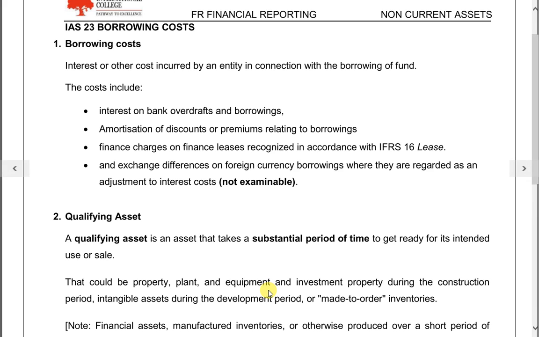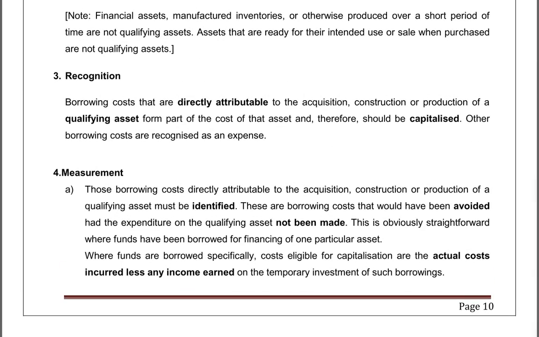Borrowing costs include the interest on the bank overdraft. It can be amortization of premium on borrowing. Amortization you will learn in our financial instrument later. It's actually also interest. Page 10.